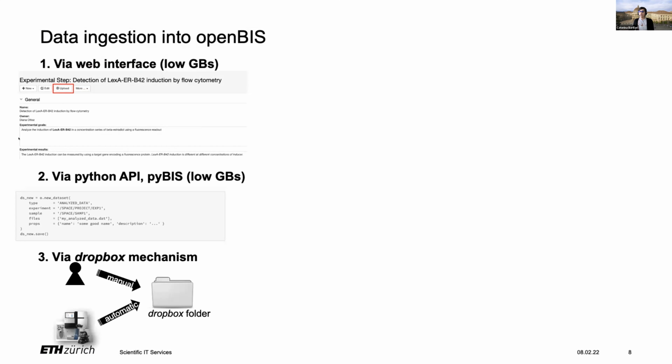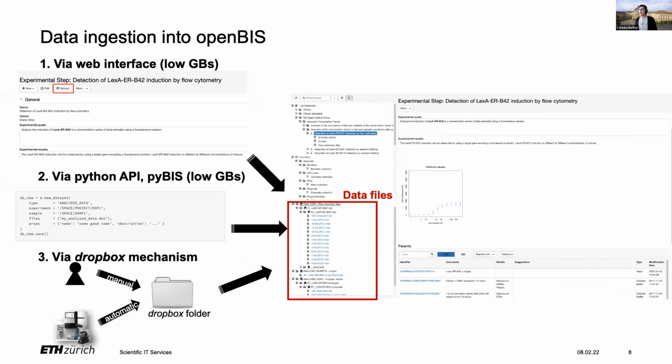And finally, we have what we call a Dropbox mechanism. And this is suitable for data that is large in size. So here we can upload also hundreds of gigabytes of data. And this process can be manual or can be automatic. So data can be uploaded, basically can be transferred from an instrument to the Dropbox folder. This has nothing to do with the commercial Dropbox software. And then finally, the data in all cases will be uploaded to OpenBIS connected to a given experimental step.